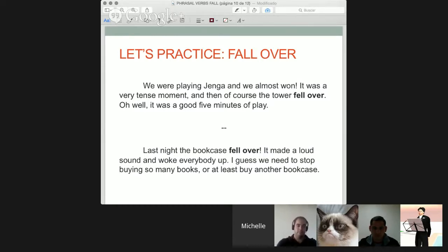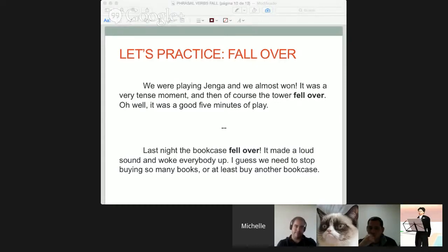And Fernando, could you read the second paragraph? Last night, the bookcase fell over. It made a loud sound and woke everybody up. I guess we need to stop buying so many books, or at least buy another bookcase.